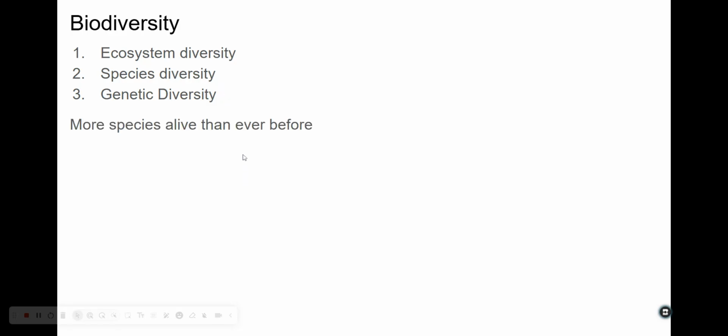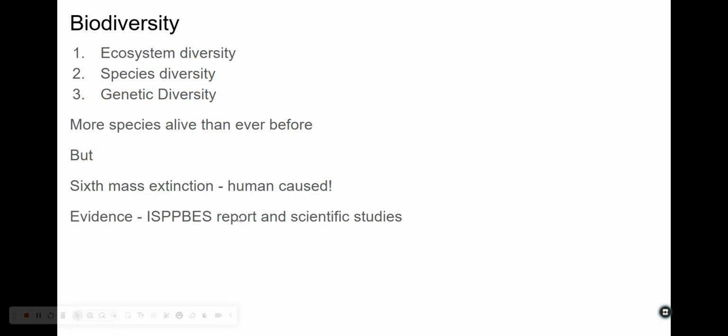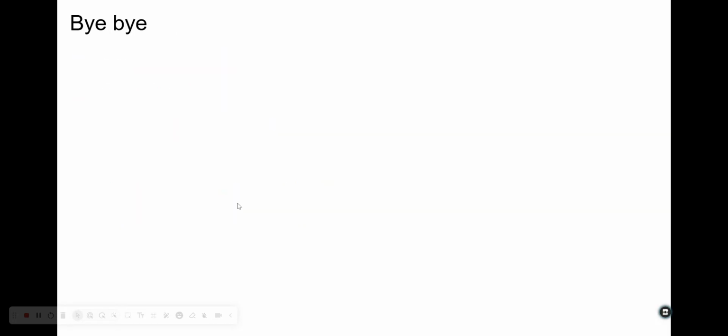We do know that based off of our evidence, there are more species alive than ever before through speciation, but we are currently undergoing the sixth mass extinction, our human-caused anthropogenic mass extinction. And so the main evidence for this is the International Science and Policy Platform on Biodiversity and Ecosystem Services report. So it's that really big report, and then other scientific studies that show us populations declining around the world.